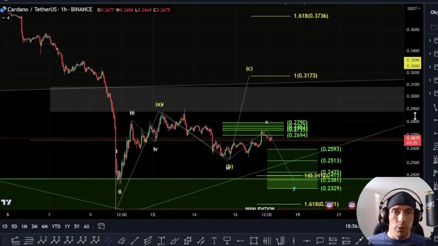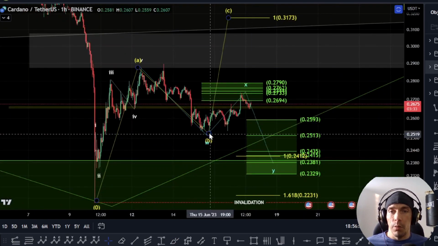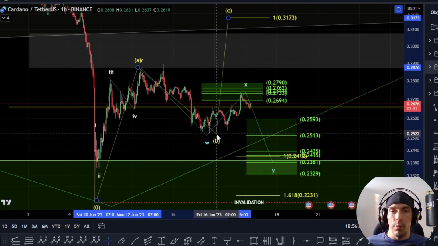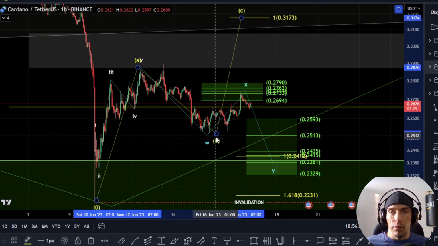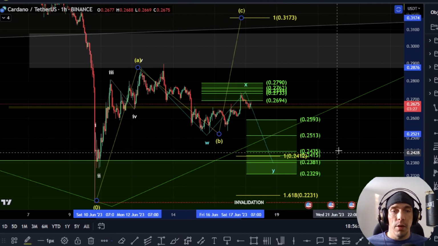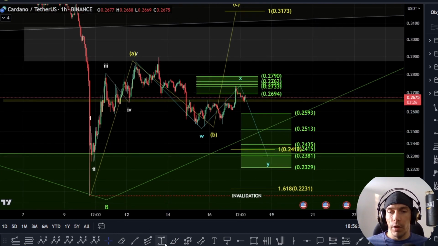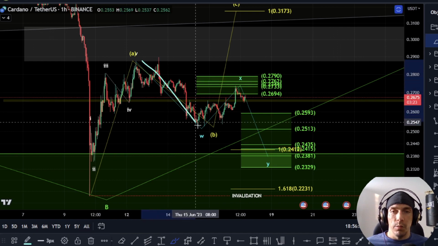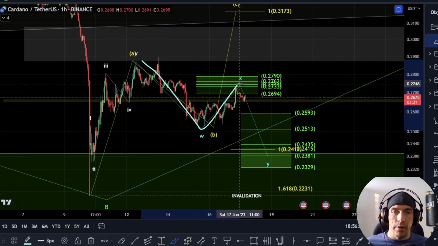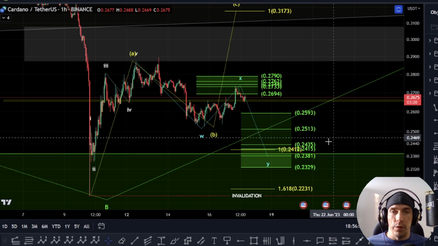Now, there was 2 ways we're talking about this. We're saying possibly we could actually have this B wave in play already, and we're looking to push to the upside here for the C wave. Or alternatively, what we could actually have within here is that this move is a W, this is an X, and then we're going to see another 3-wave move to the downside.